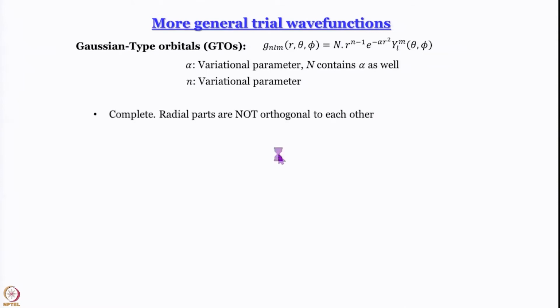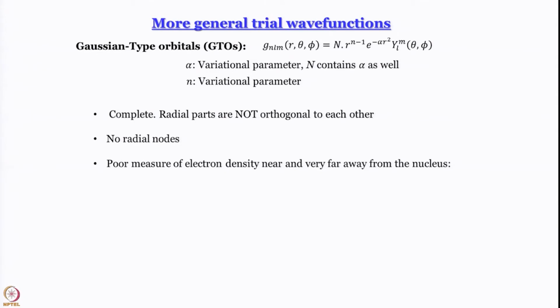Once again this is a complete set, and once again radial parts are not orthogonal to each other, precisely because the polynomial is missing. For the same reason there is no radial node. Now, when you use these Gaussian type orbitals, if you use one orbital you get a very poor measure of electron density near the nucleus, and that we have discussed earlier, because if you try to model 1s, 1s is like this and Gaussian is something like this. So, a poor measure of electron density not only near but also very far away from the nucleus.